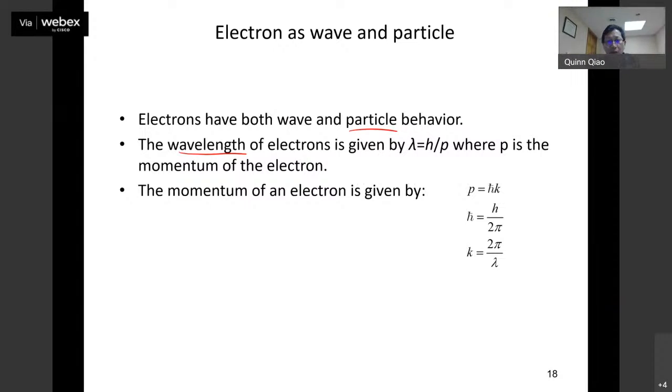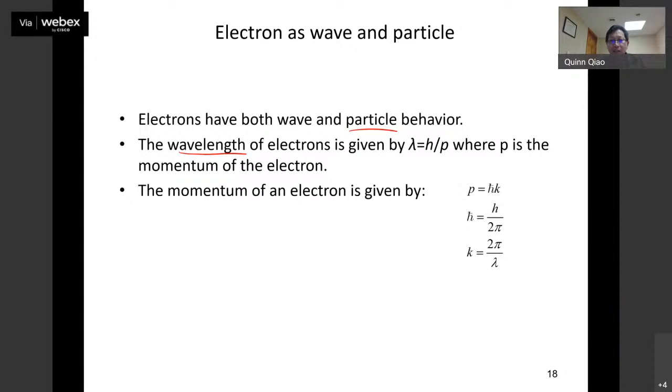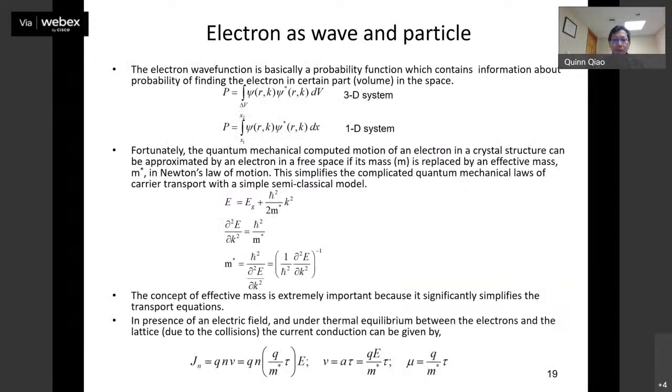Okay. So the momentum is typically written as h bar k. h bar is h over 2 pi, and k here is 2 pi over lambda, right? These are basically the equations we use to figure out the momentum of the electron. Then the wavelength, typically lambda equals h over p, where p is the momentum. Okay.